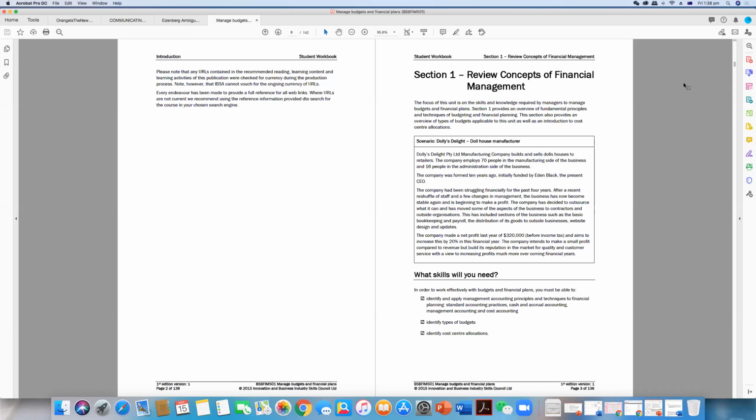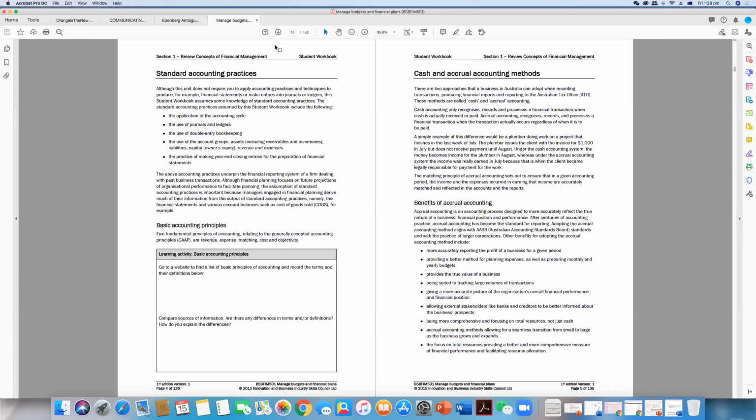Management accounting is about the internal, financial accounting is about the external, and identify types of budget, identify cost center allocation. I will explain in details in the next few pages. Standard accounting practice. It's already here. Please have a look.